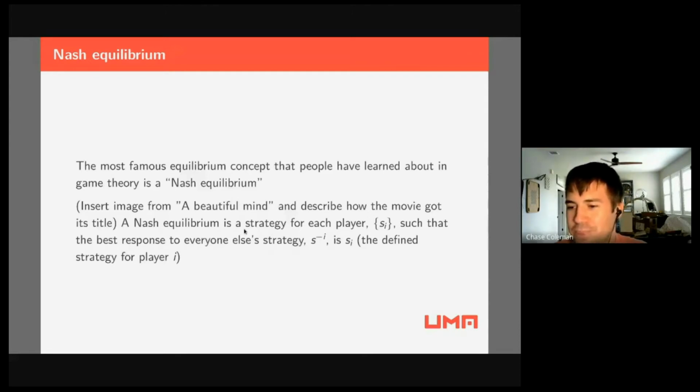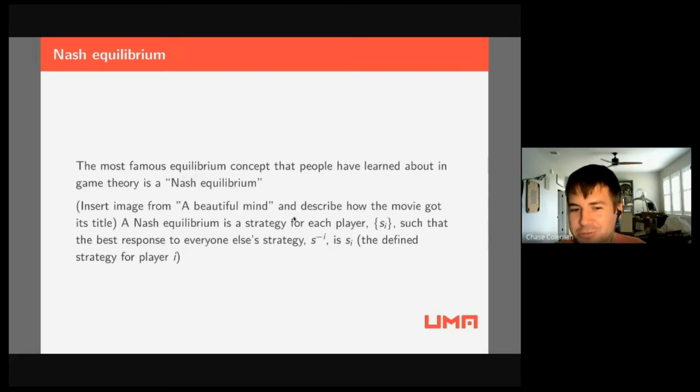So what does that mean? It means you assume that you understand what everyone else in this game is going to do, and then you respond to that. And whatever your best response is, as long as what you do is the best response, and each player satisfies this, then it's a Nash equilibrium.